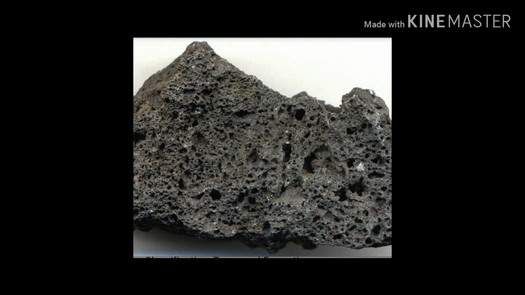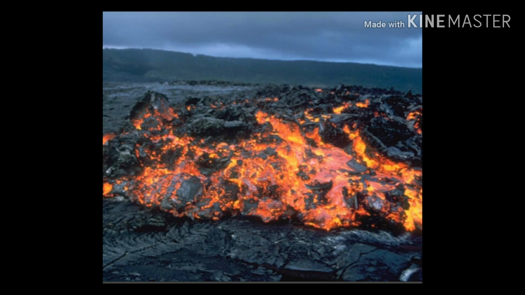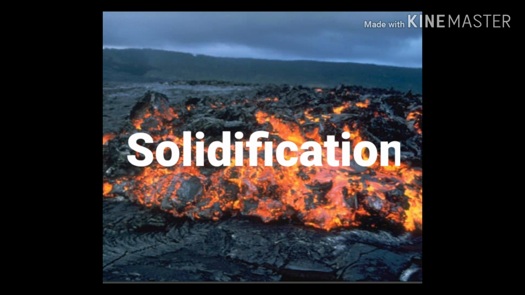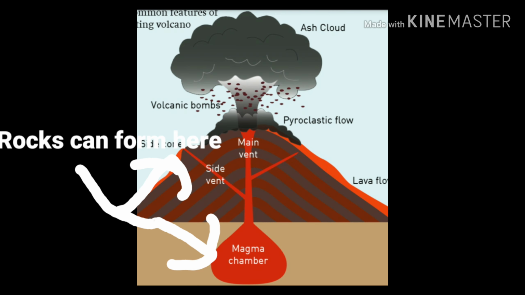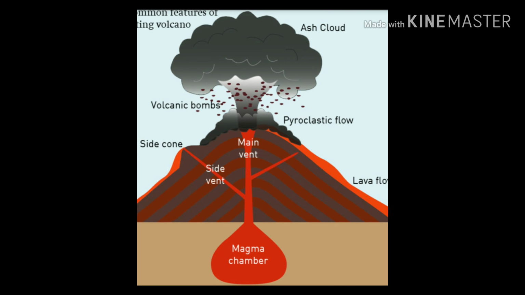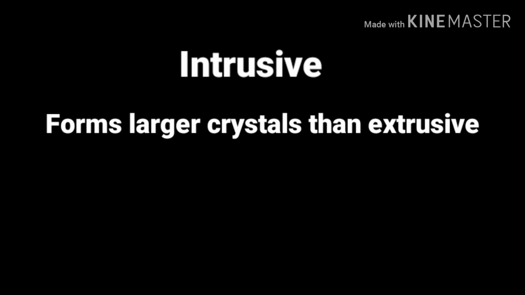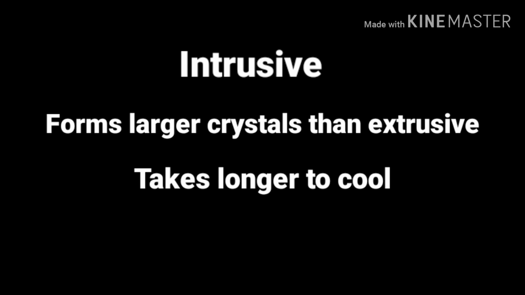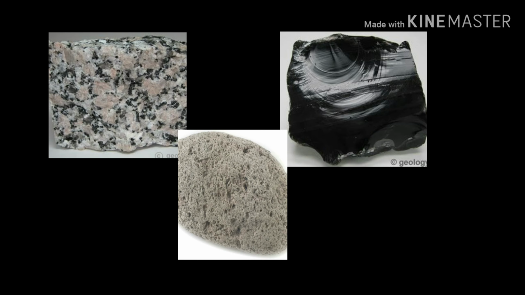The third and final rock type is igneous. These rocks are formed by magma or lava cooling in a process called solidification. Igneous rocks form near or inside the magma chambers of volcanoes. Igneous rock can either be formed inside or outside the volcano, making two forms of igneous rock: intrusive and extrusive. The differences of these rocks are that intrusive rocks form larger crystals because it takes longer for them to cool down. Some examples of igneous rock are granite, obsidian, and pumice.